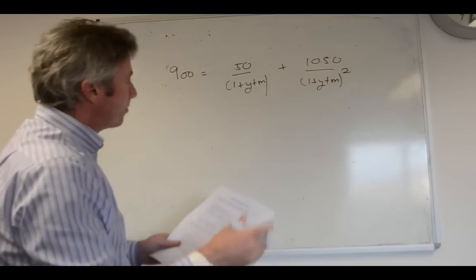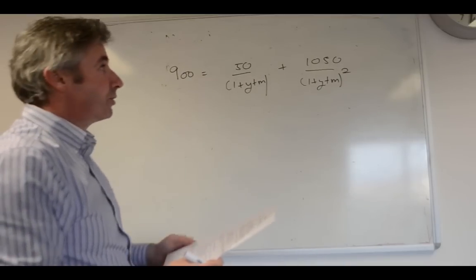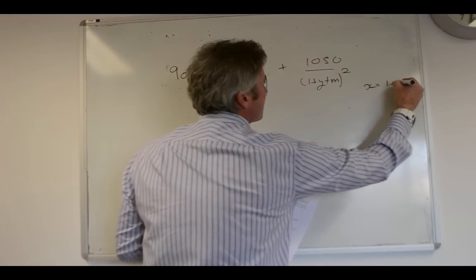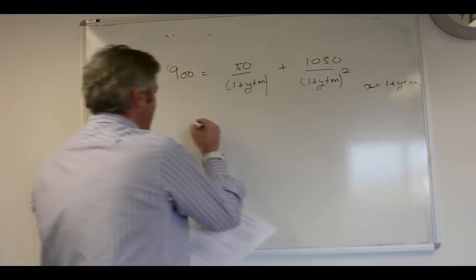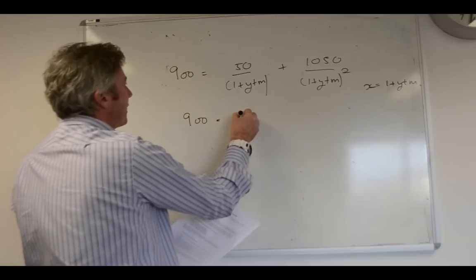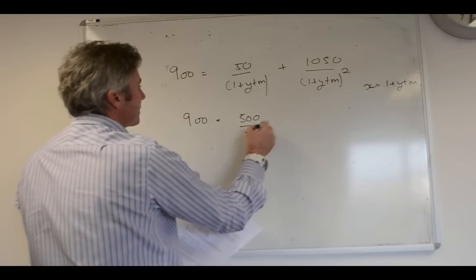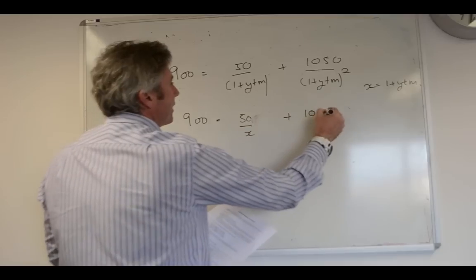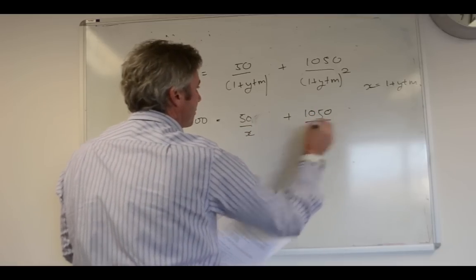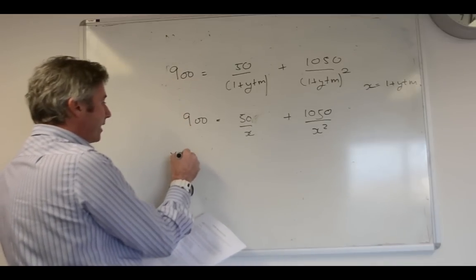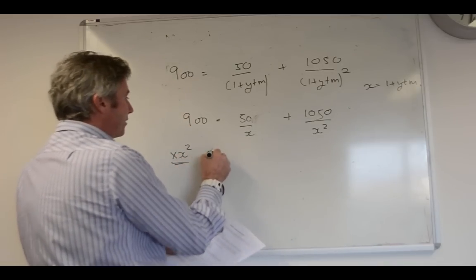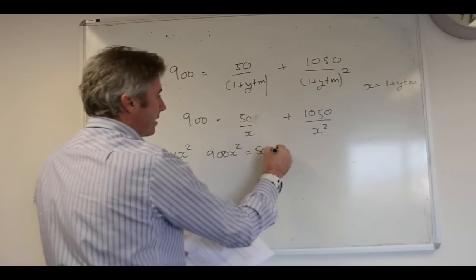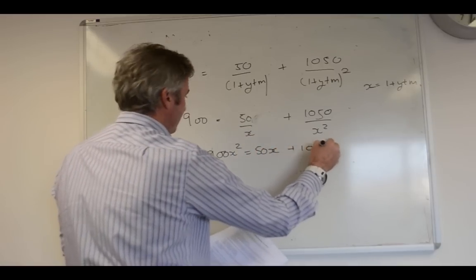So can we solve this? Well, because it's only 2 years to maturity, we can. And just to help, let's set x equal to 1 plus the yield to maturity. So we get 900 equals 50 over x plus 1,050 over x squared. Now let's multiply through by x squared. So we get 900x squared equals 50x plus 1,050.